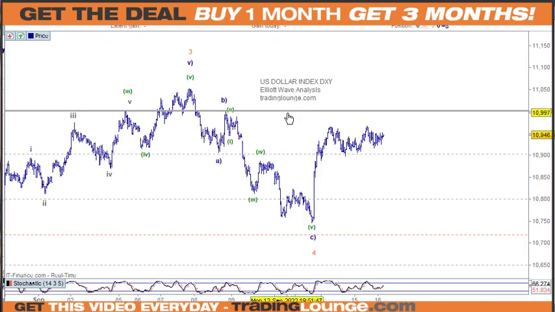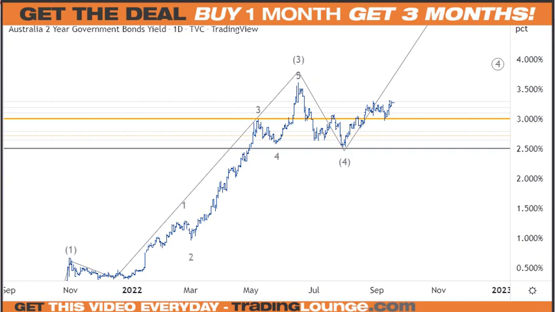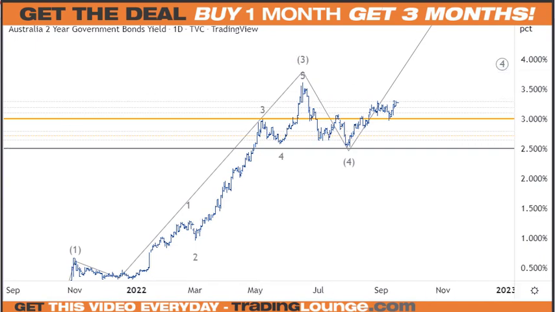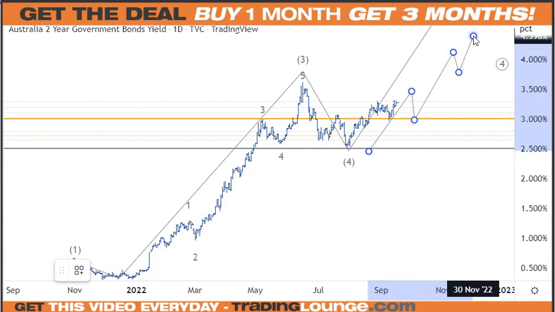US dollar. Just before we go to the US dollar though, I want to go to lithium stocks because I missed them yesterday. And if I forget the bonds here, we've got 1, 2, 3, 4, 5 here. So I'm thinking we're going to have little wave 1 and 2 here again, and then 3, 4, 5 heading up there high for that. But I'll just come back to that in due course.